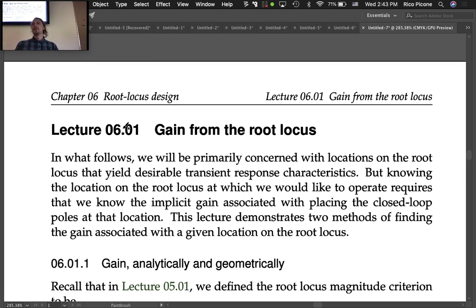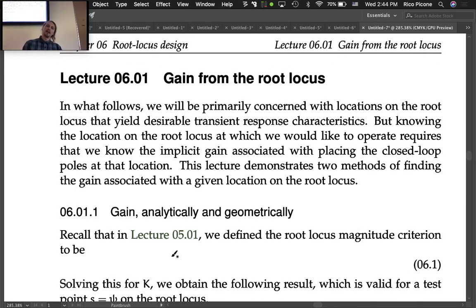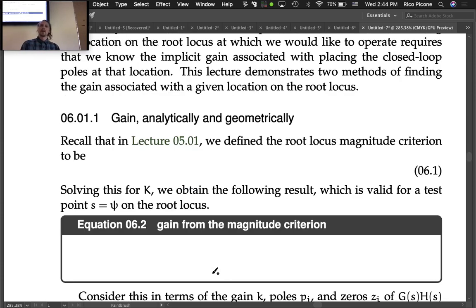We talked about it a little bit in terms of MATLAB, how to do it last time. We're going to take a step back and see in general how we would do that. This lecture demonstrates two methods of finding the gain associated with a given location on the root locus. The first one is the analytical one, and the next one is the numerical one, essentially using MATLAB, a computer-based one.